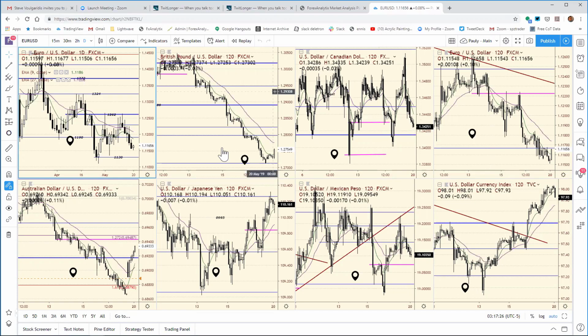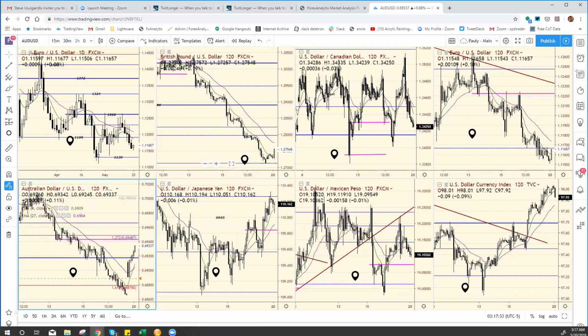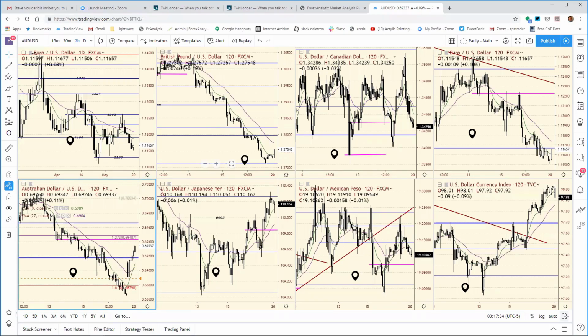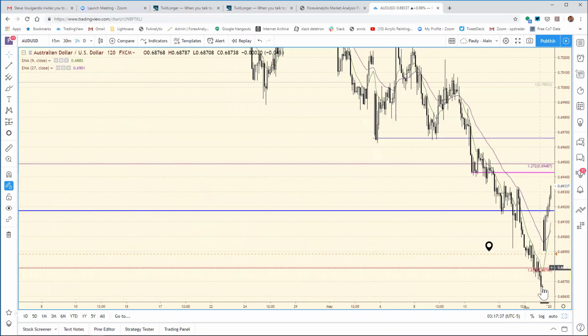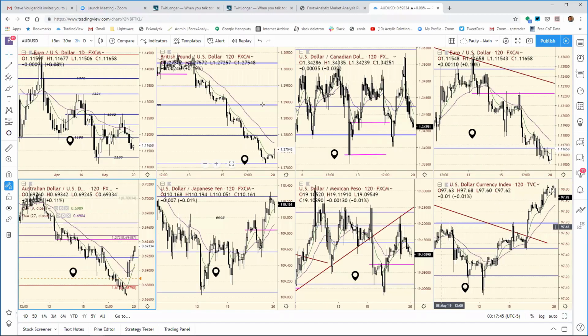As I mentioned, the one mover today has been the Australian dollar with the surprise elections, and we can see here back on Friday it was doing absolutely nothing, even though it got past the 161%. And we'll continue to see a pretty good move here.